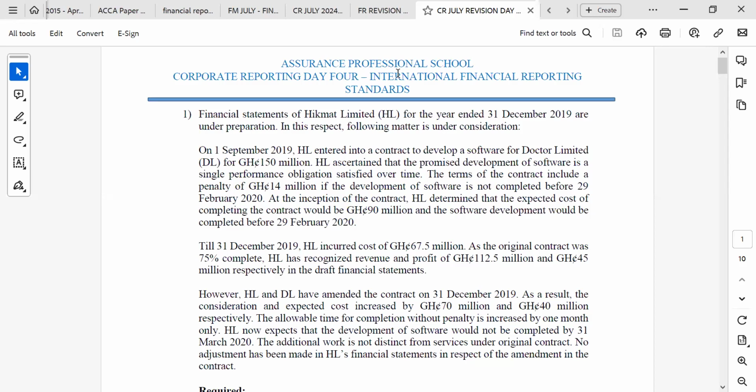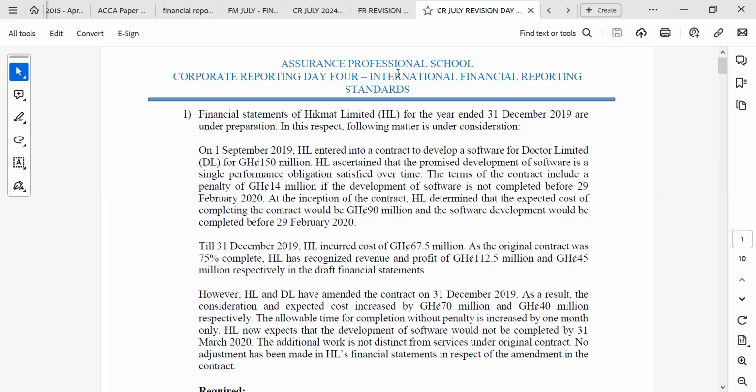Okay. The allowable time for completion without penalty is increased by 1 month only. HR now expects that development of the software will not be completed by 31 March 2020. The additional work is not distinct from service under the original contract. The modification is relating to a different work that we are going to be doing.